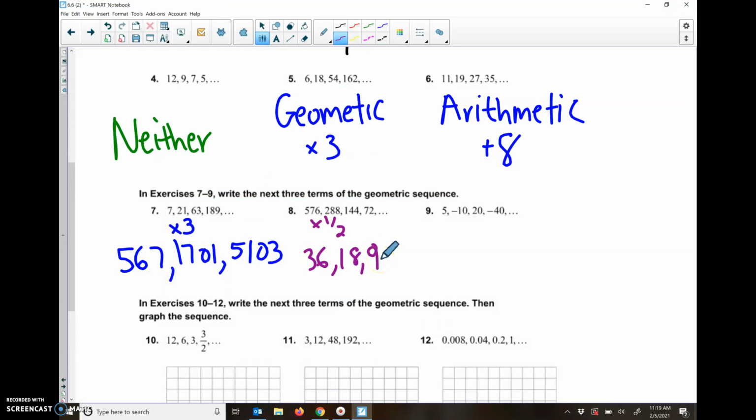And then here it looks like we're going positive, negative, positive, negative. So I know I'm going to need to multiply by a negative number. So from 5 to 10, 10 to 20, 20 to 40, looks like I'm multiplying by a negative 2. And so negative 40 times negative 2 is positive 80. Then I get a negative 160. And then I get a positive 320.